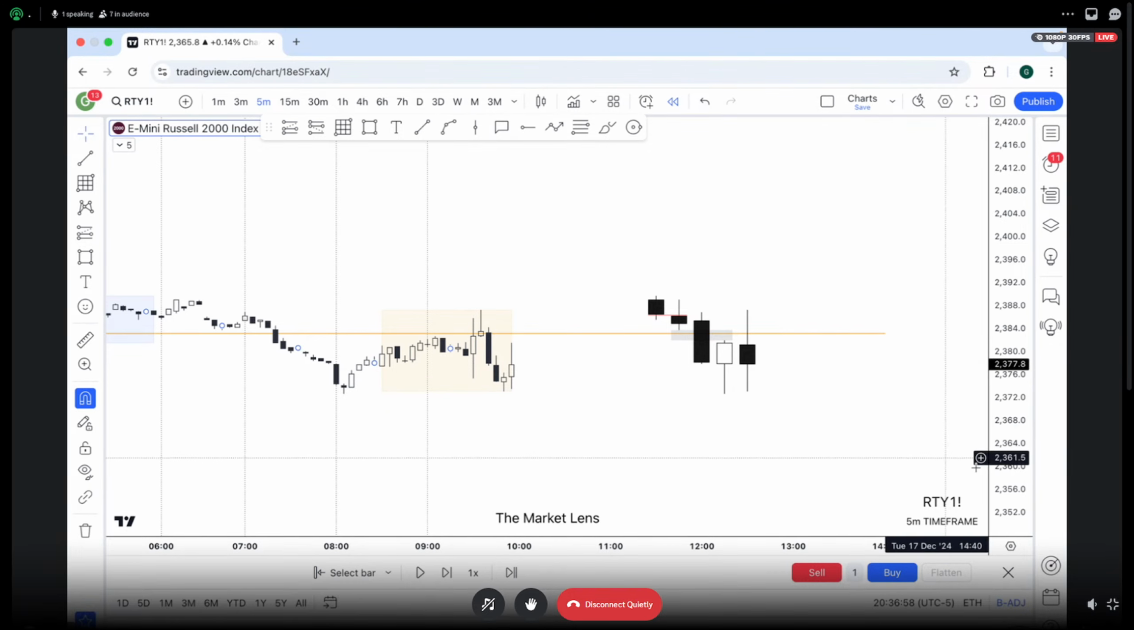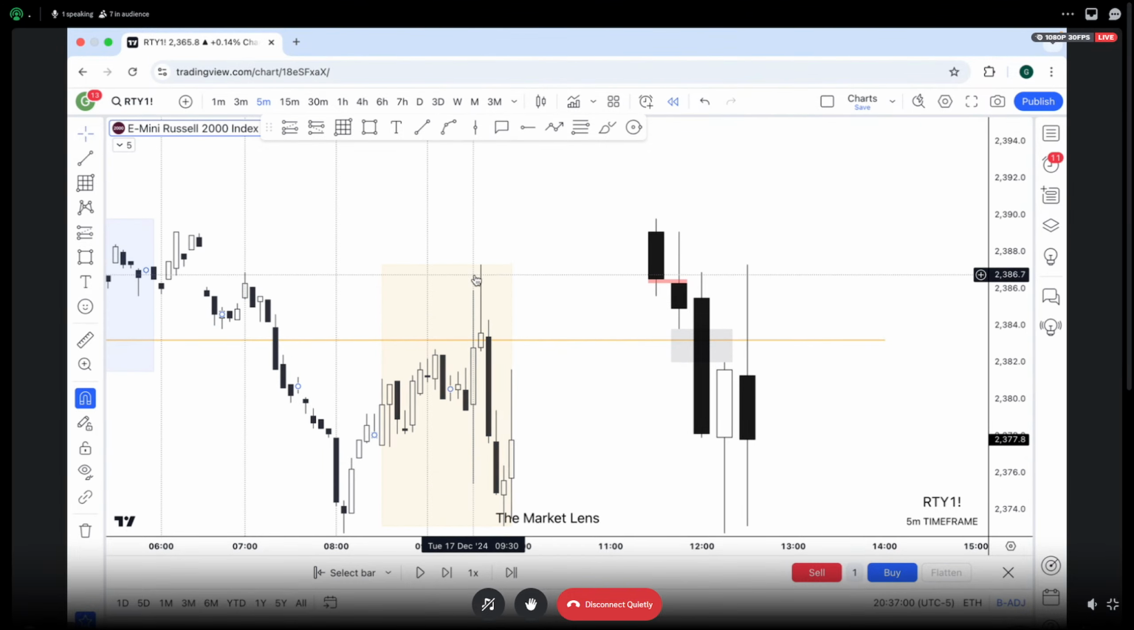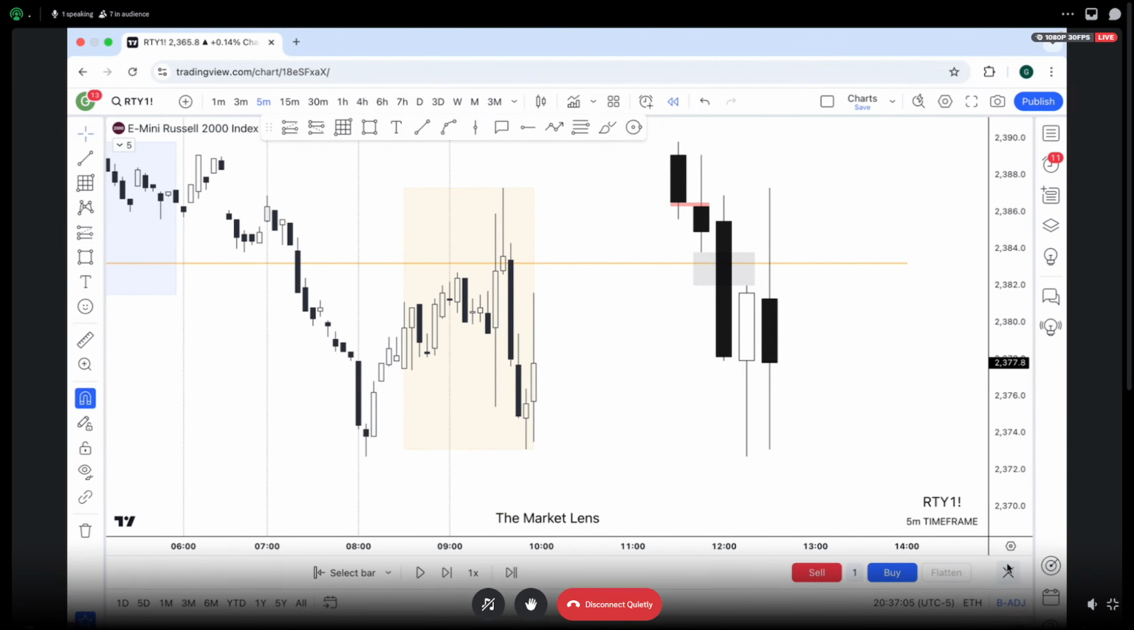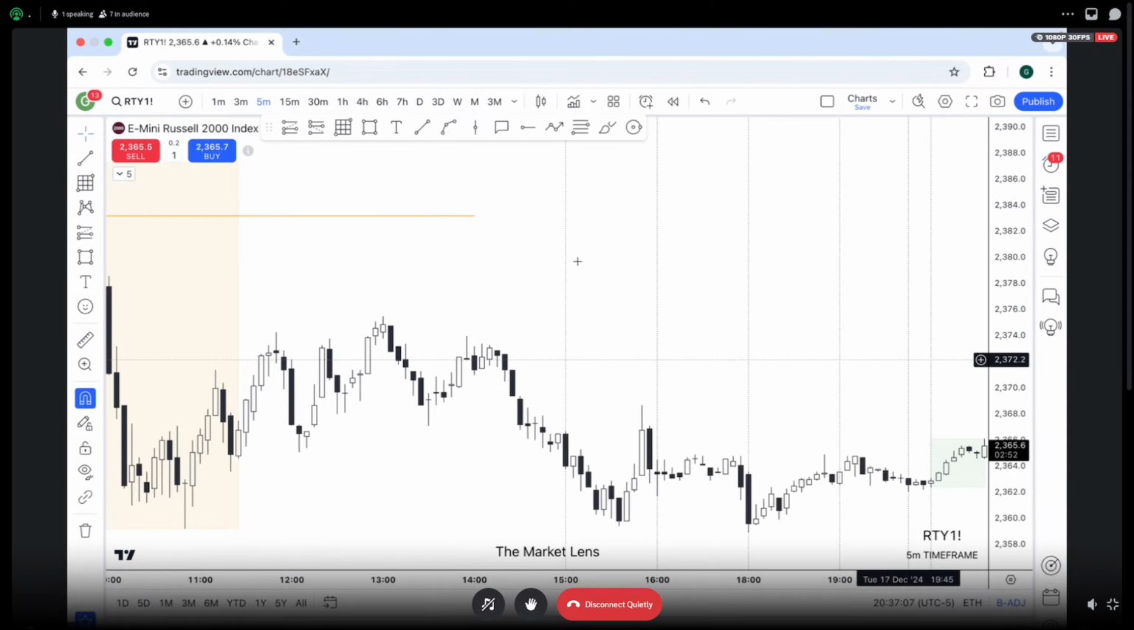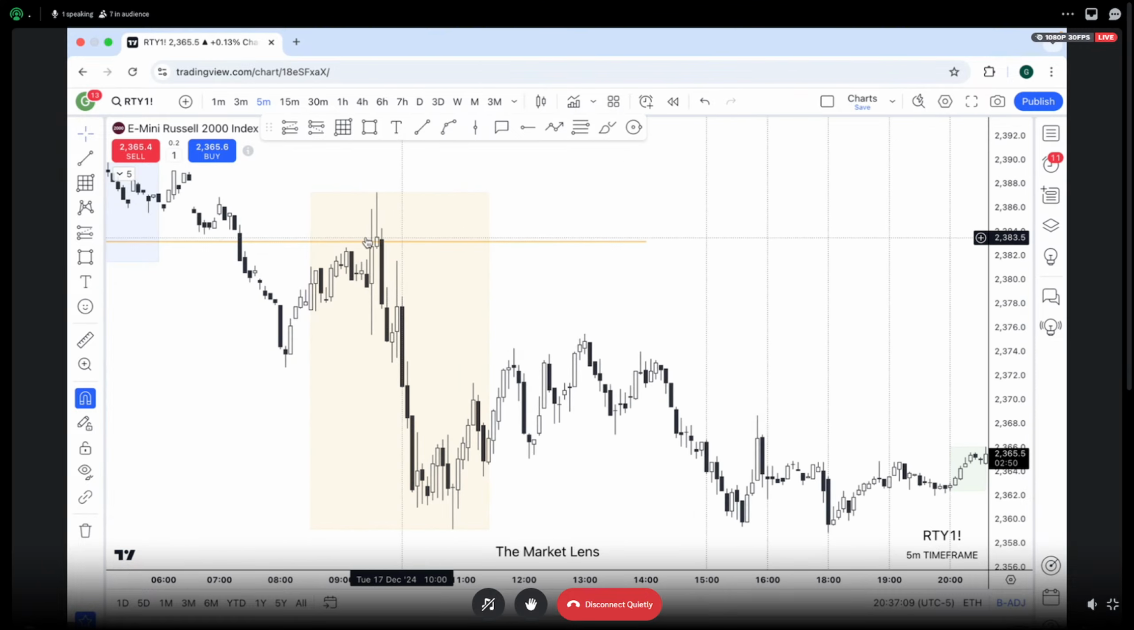So yeah, then you have 9:30 again, make an opposing run, and then we're closing over that. So it's actually even higher probability, I would say. This is actually a good trade, honestly. That's your continuation signature at a key time.